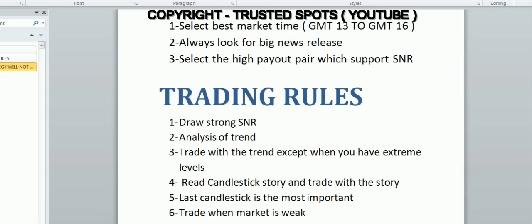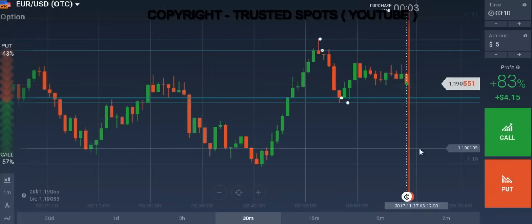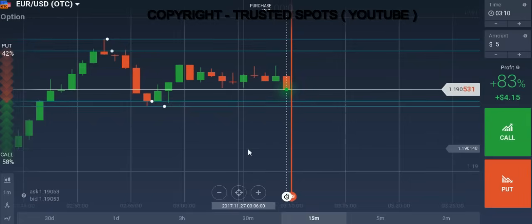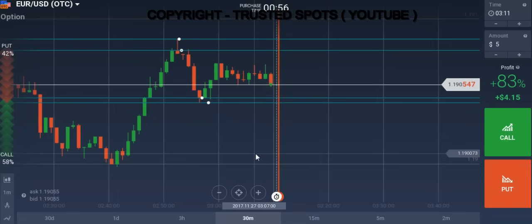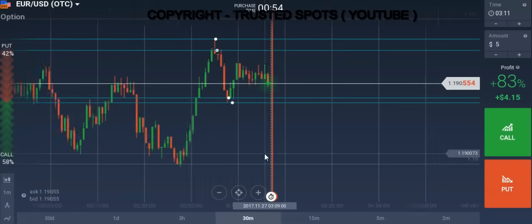Means if you are trading here, then you should always try to go for a call rather than a put, and you can only go for a put if you have an extreme level.